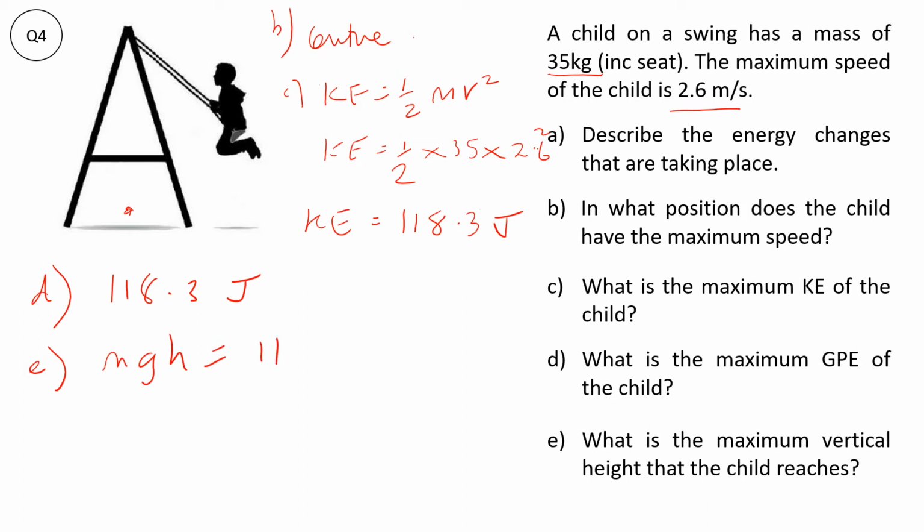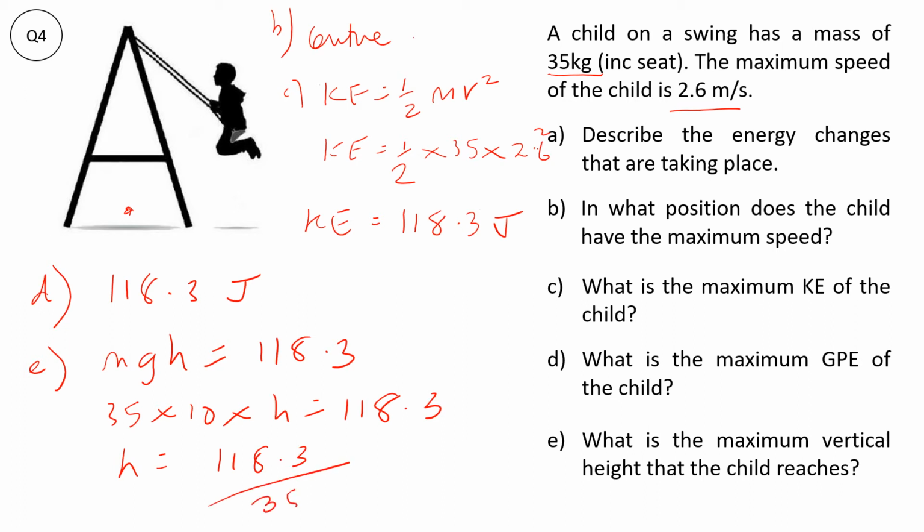mgh equals 118.3. GPE equals that. The mass is 35 times 10 times the height equals 118.3. Rearrange the equation. So the height equals 118.3 divided by 35 times 10, and this is equal to 0.338 meters, which is about right.